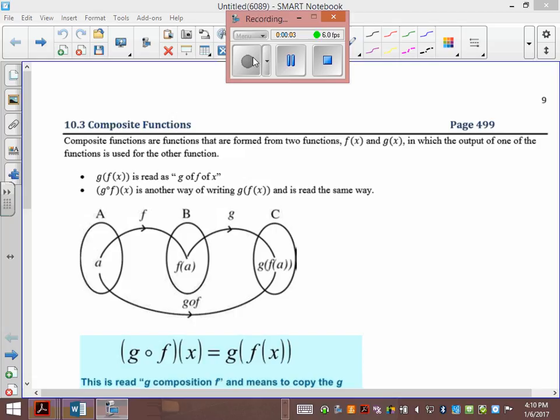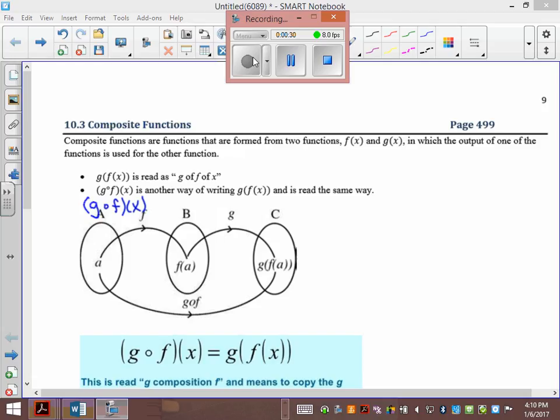10.3 Composite Functions, last lesson of 30-1. Composite functions are functions that are formed from two functions. You have an f of x and a g of x function, in which the output of one of these functions is used for the other function. So g(f(x)) is read as g of f of x, or g, open circle, f of x.